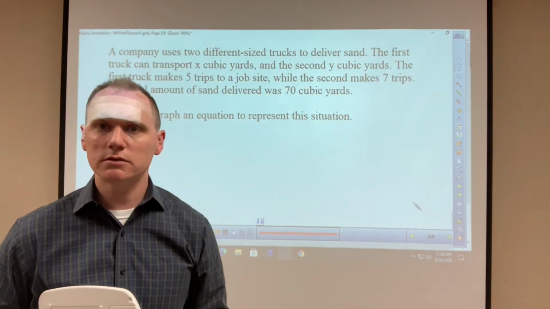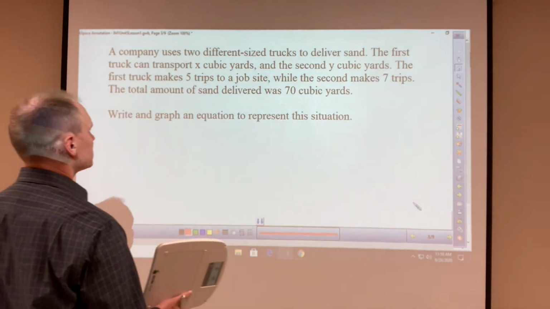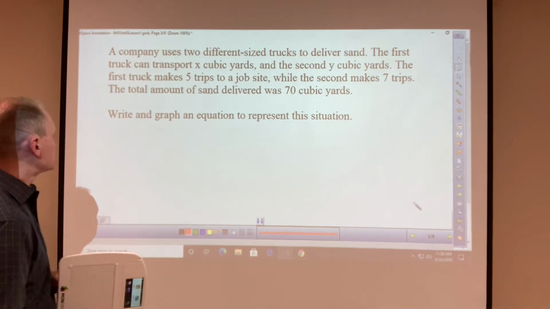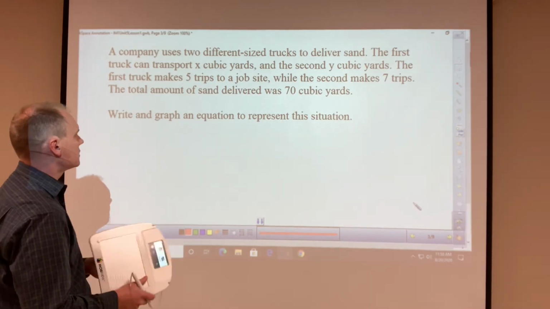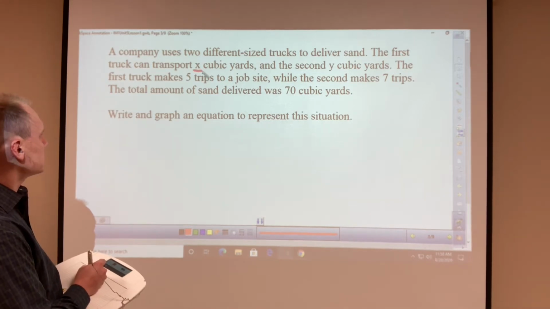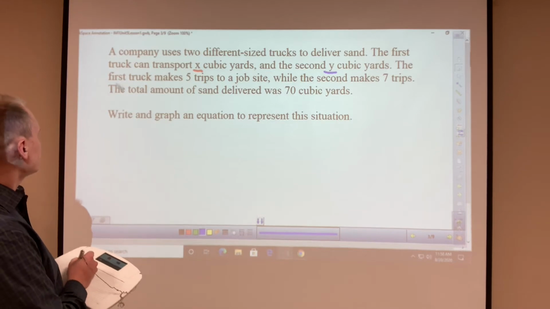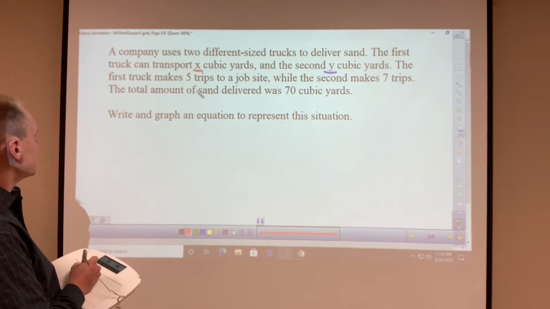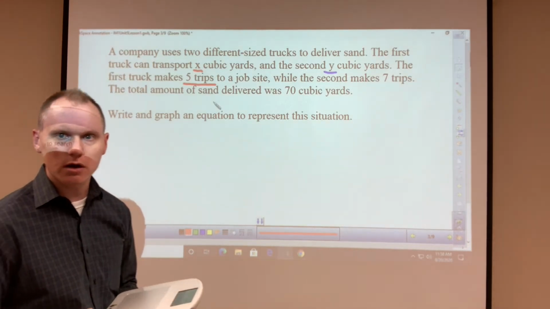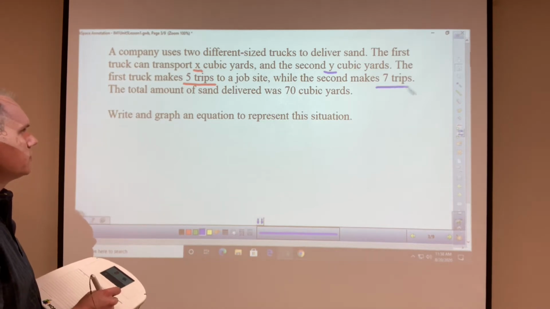We've seen one similar to this before in a previous video. It says a company used 2 different size trucks to deliver sand. The first truck can transport X cubic yards and the second Y cubic yards. So the first one is X and the second one we'll do in blue is Y. The first truck makes 5 trips. I'll go ahead and do that in red because that corresponds with the X cubic yards, both describing the first truck. And then the second one makes 7 trips, so we'll do that in blue.